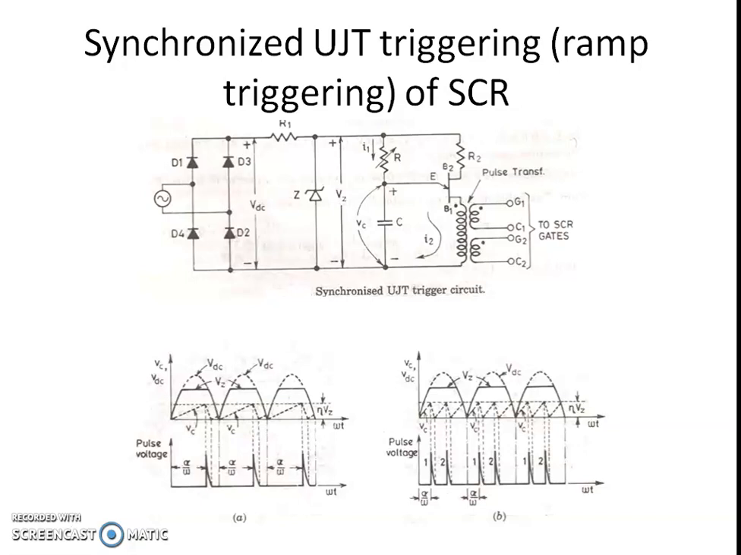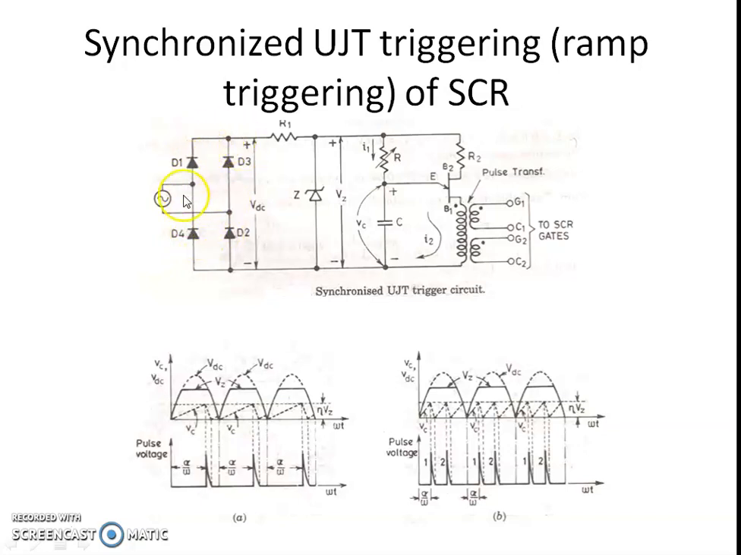A synchronized UJT triggering circuit consists of a diode bridge rectifier, a Zener voltage regulator, and our UJT relaxation oscillator. Here is the source voltage. Source voltage Vs is equal to Vm sin omega t. This source voltage is given to a diode bridge rectifier, which consists of 4 diodes D1, D2, D3 and D4.